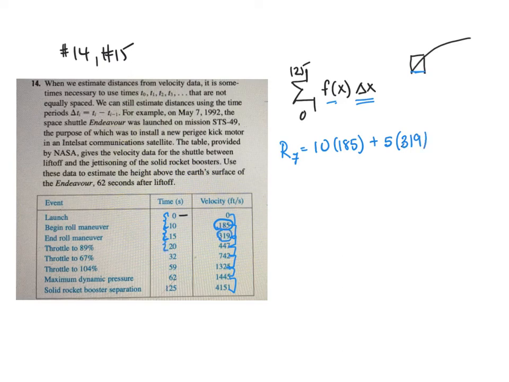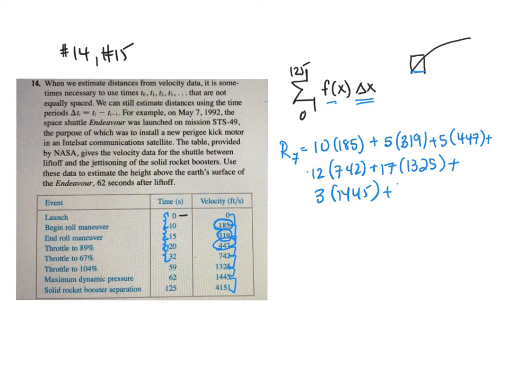From 15 to 20, again, that change in time is 5, and I'm going to use the upper estimate of 447. 20 to 32 is 12, and I put a plus sign there. It's going to be 12 and 447. Yep, so I've already used 447, so I need 742. And I keep doing that until I get to the end because I want to use all my data points. Let's see, that's a 3, 14, 45, and the last one I believe is 63 times 41, 51, and then again, I would just add them up.